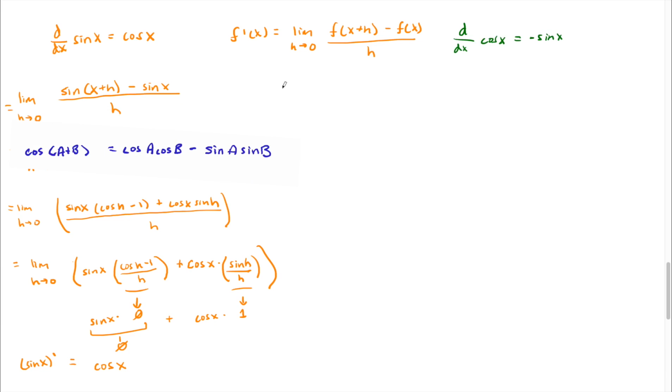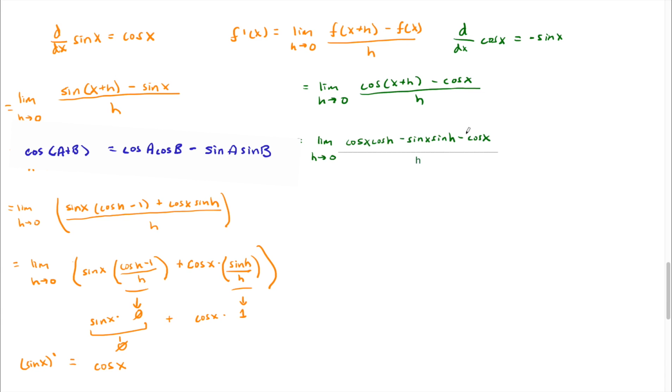So it's the exact same motion. We're going to write the limit of h to 0, go through the motion of the definition, and then we're going to expand it by the cosine expansion over there. So cosine x cosine h minus sine x sine h minus cosine x, all divided by h.